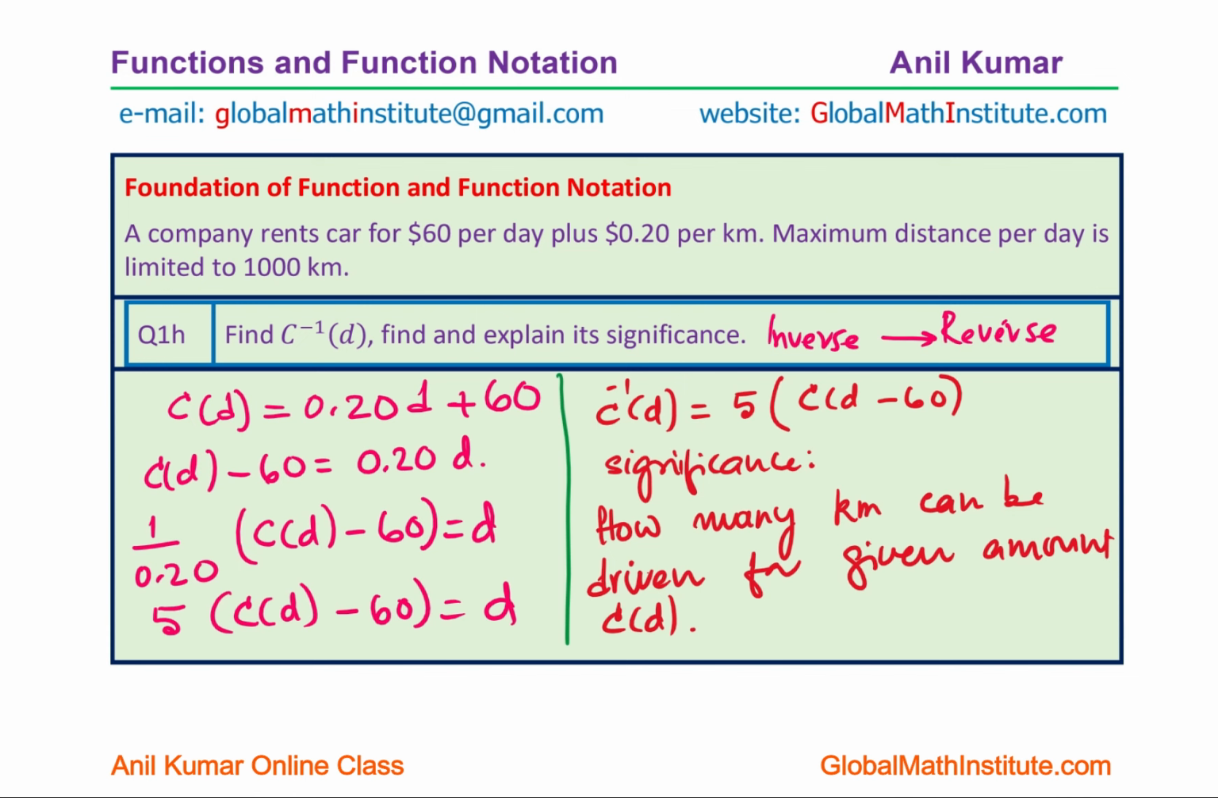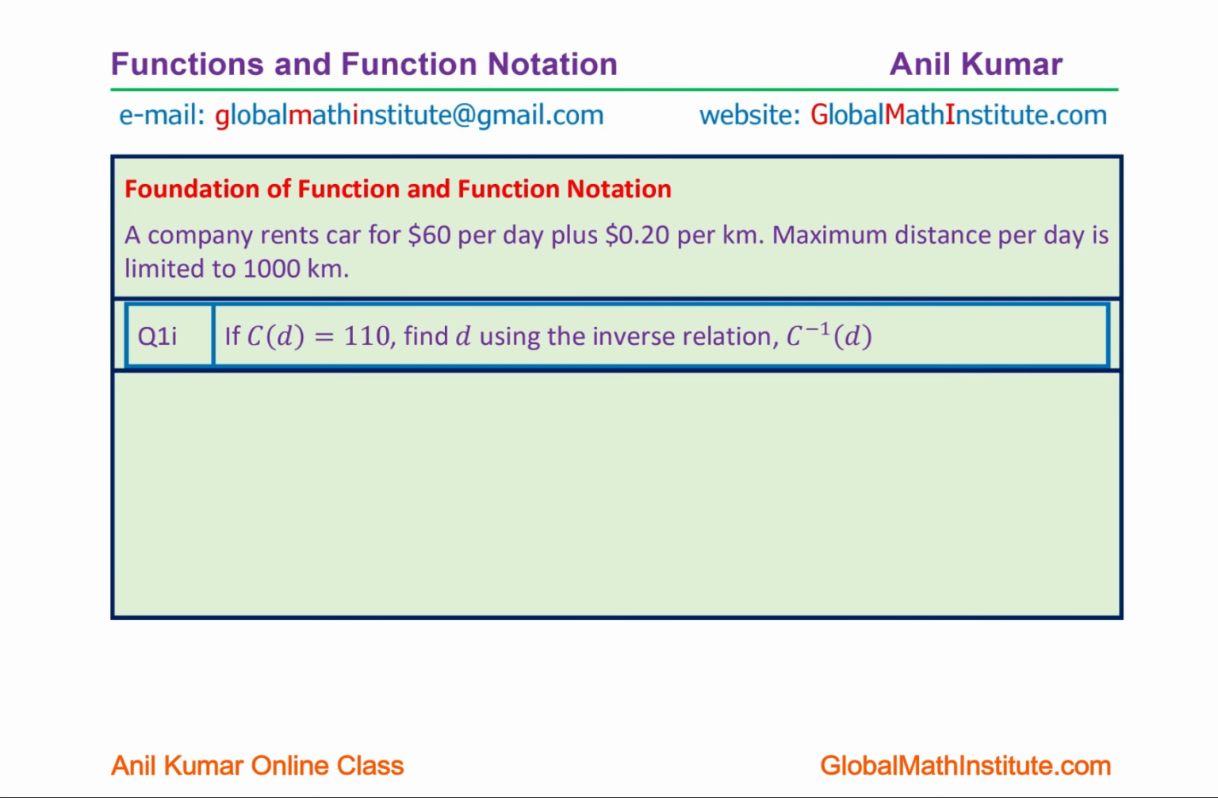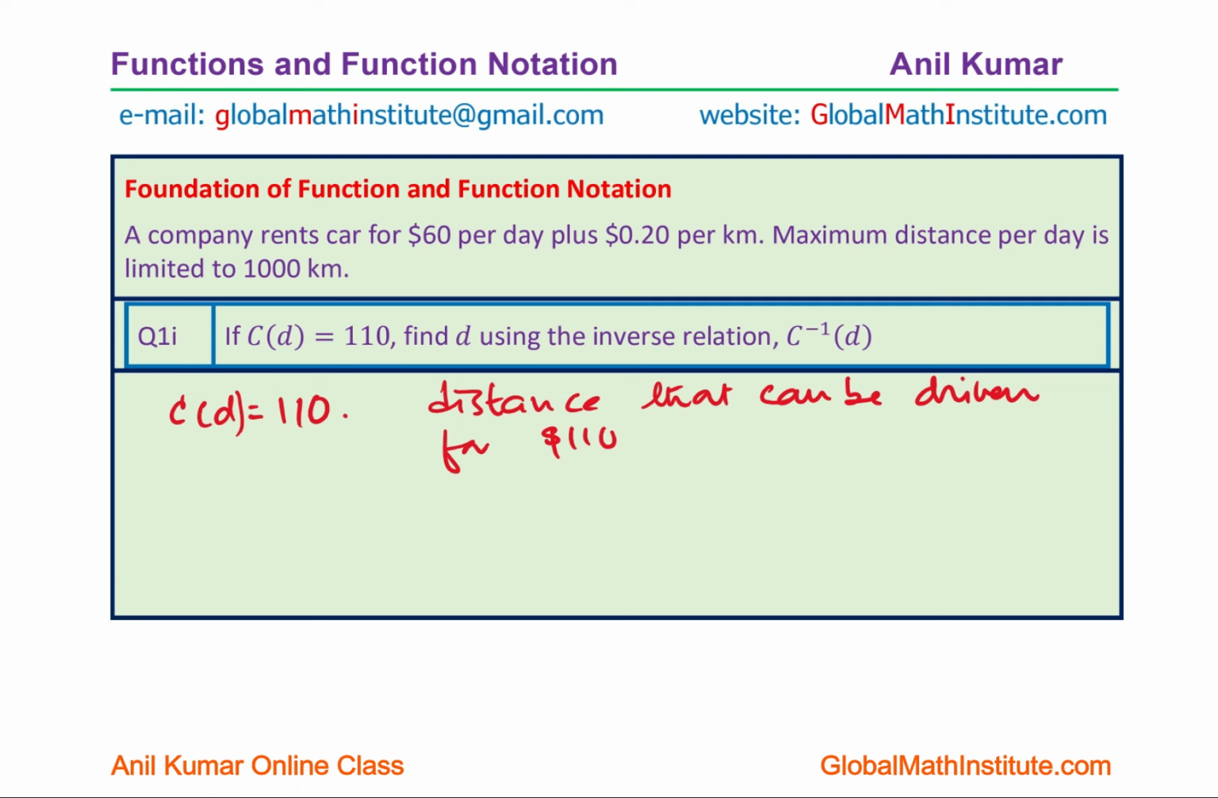So we'll understand this over the last example, which is we are given that the amount is $110, right? And find using the inverse, C inverse of D. So that basically means the distance that can be driven for $110. That is what it means. You get the idea, right?